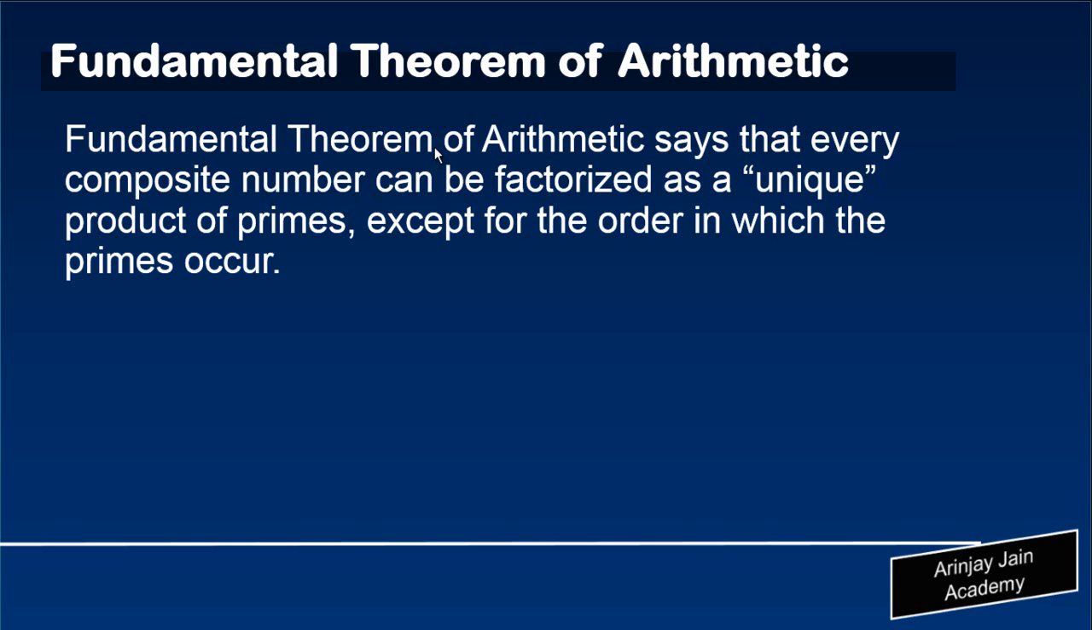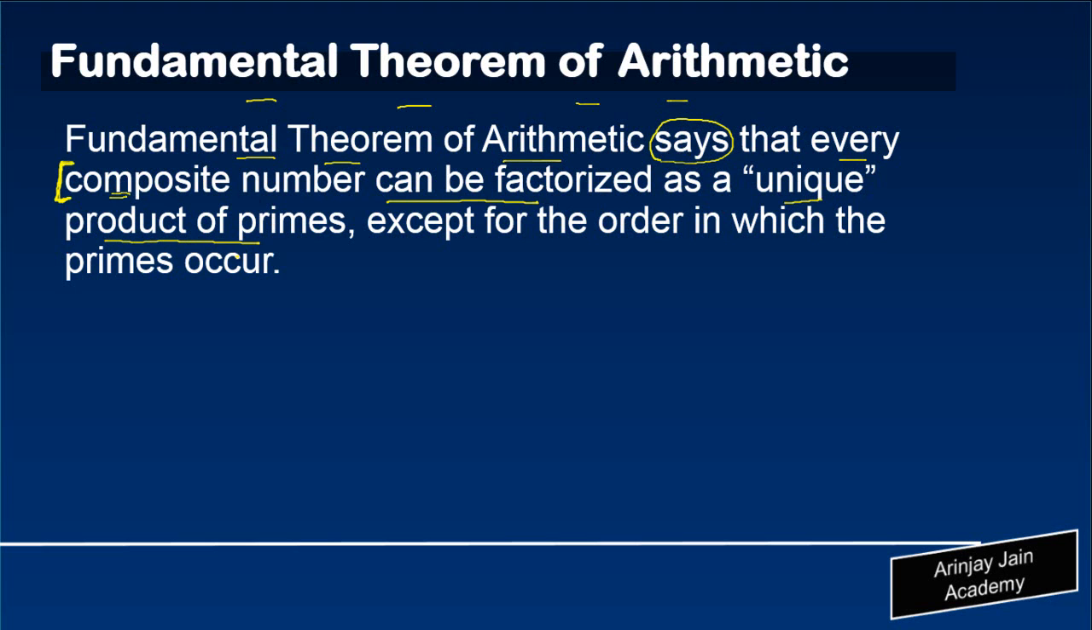In this video, I am going to tell you about the concept of the fundamental theorem of arithmetic, what it means, and an example to pinpoint what the aspects of this theorem are. The fundamental theorem of arithmetic says that every composite number, now we all understand what a composite number is, can be factorized, which means its factors can be written down as a unique product of primes.